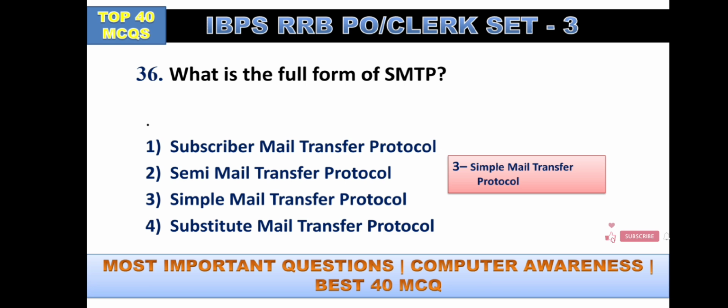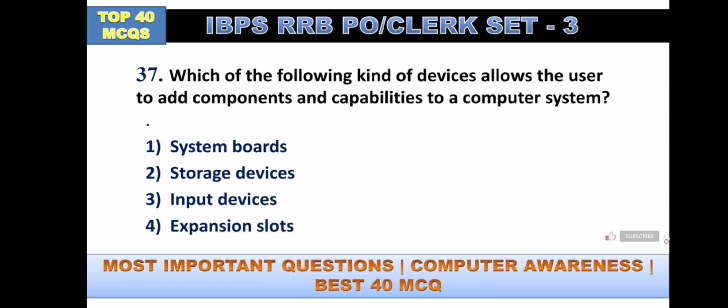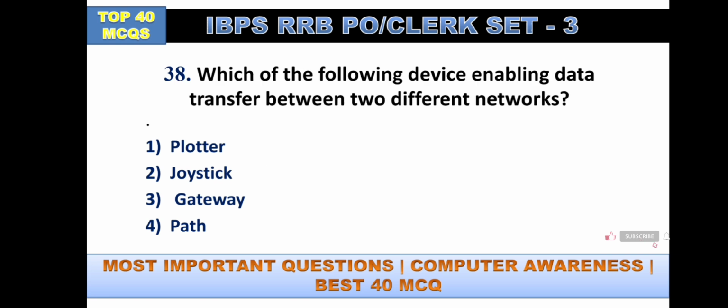Okay. Which of the following kinds of devices allow the user to add components and capabilities to a computer system? See, for adding an extra component we use expansion slots. Okay. The answer is option number 4. Option number 4. Okay. Which of the following devices enables data transfer between two different networks? See, for the same network we use a router. For two different networks, okay, you use a gateway. Here the answer is gateway.